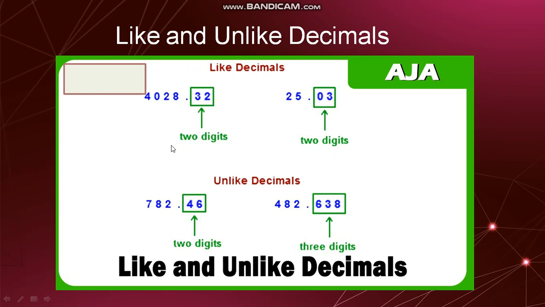called like decimals. Whereas here, after the decimal point it is two digits, and here after the decimal point three digits, so it is called unlike decimals. So here after the decimal it is 2, but here 3. So it is called unlike decimals. Quite easy to identify, right? So this is called like decimals, and this is called unlike decimals.